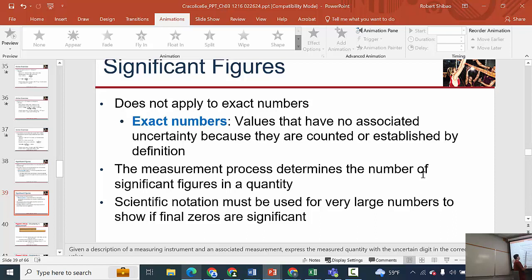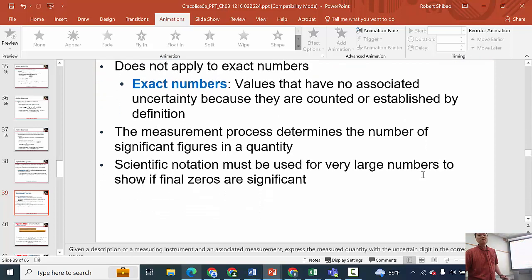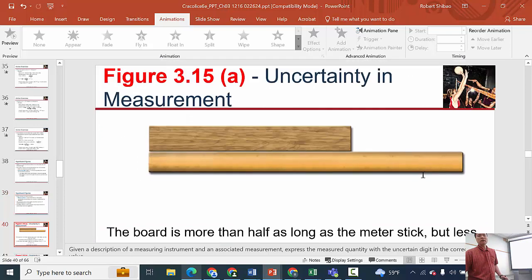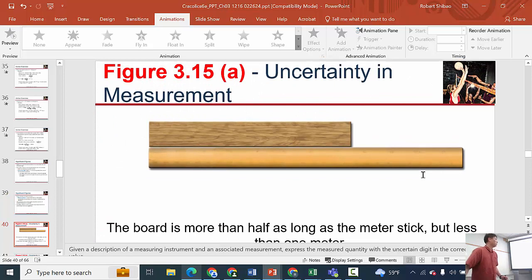So the rules for sig figs are exact numbers. Exact numbers have how many sig figs? Infinite. Now, when we take measurements, the measurements aren't going to be exact. And so let's compare my meter stick with this meter stick. Is this meter stick very precise? No. And so there's a lot of uncertainty.